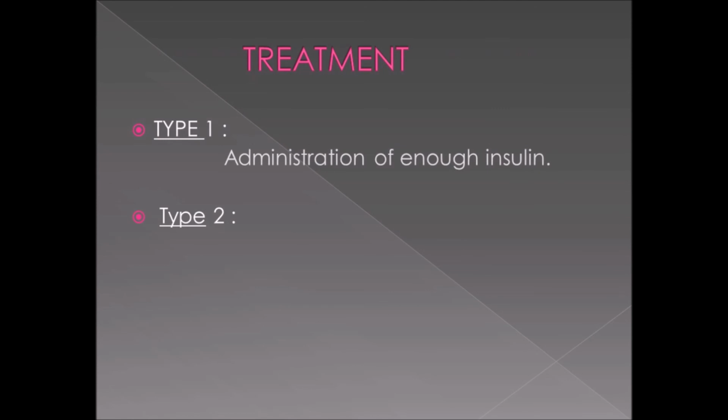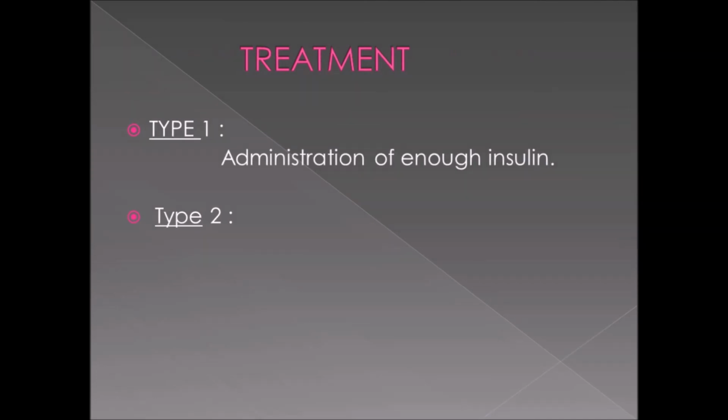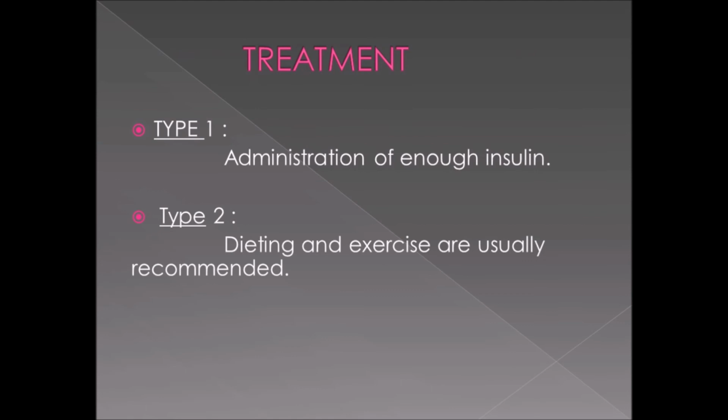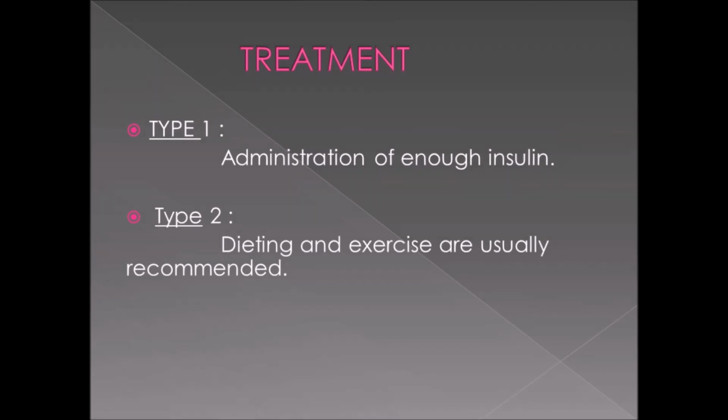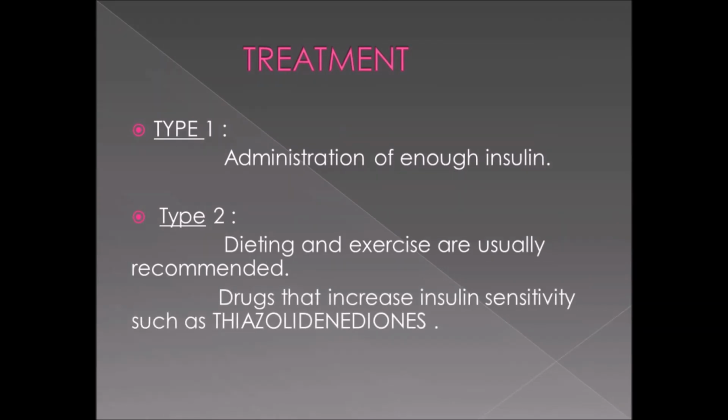Effective treatment of type 1 diabetes mellitus requires administration of enough insulin so that the patient will have carbohydrate, fat, and protein metabolism that is as normal as possible. In persons with type 2 diabetes, dieting and exercise are usually recommended in an attempt to induce weight loss and reverse the insulin resistance. If this strategy fails, drugs may be administered to increase insulin sensitivity.